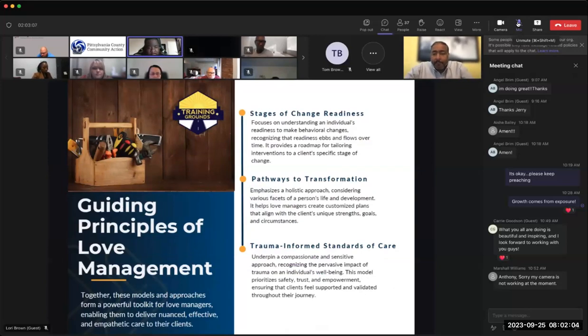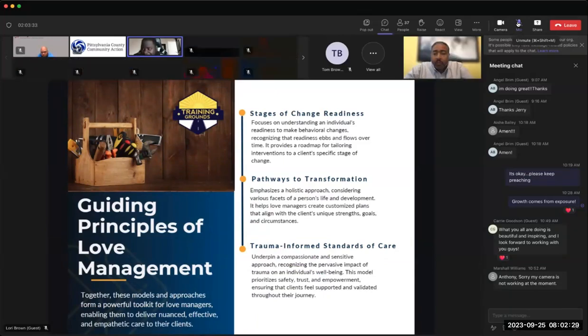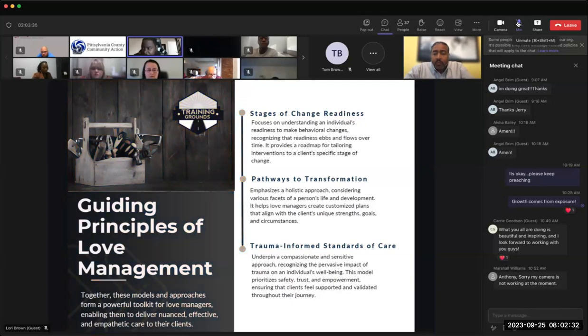My apologies. The guiding principles of Love Management. One is the stages of change. This is a class that I teach myself. And the stages of change, if you've ever taught it yourself or been a part of a group that talked about the stages of change, it really helps a person identify where they are currently at in every single piece of their life. So in all of our workforce development programs, I really try to incorporate the stages of change in there.